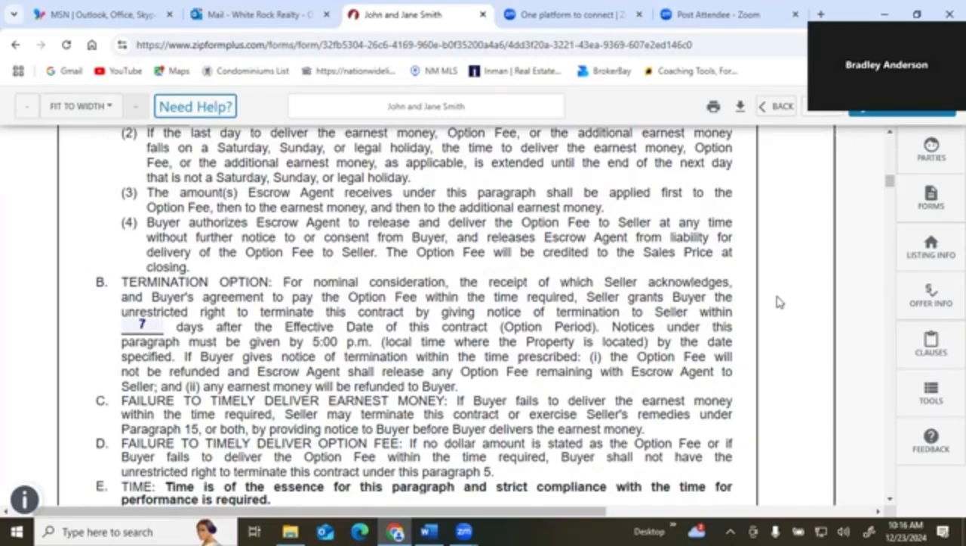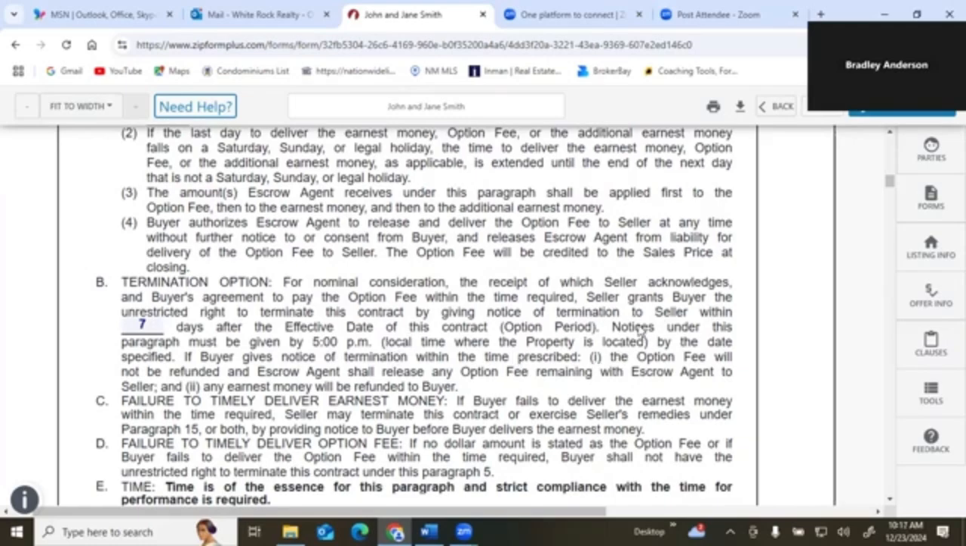within 7 days. Okay, so it says that for nominal consideration, the receipt of which seller acknowledges and buyer's agreement to pay the option fee within the time requested, seller grants the buyer the unrestricted right to terminate, which means that your buyer could wake up tomorrow and just decide they don't want the home, and they don't have to give anybody any more explanation than that. The right to terminate this contract by giving notice of termination to the seller within, in our example, 7 days of the effective date of this contract.